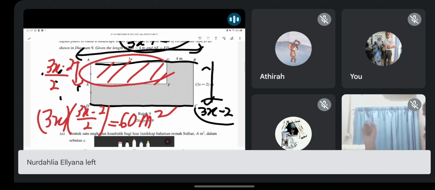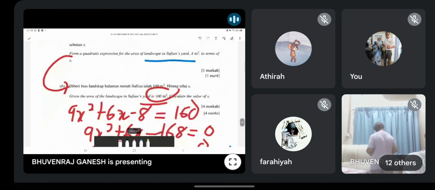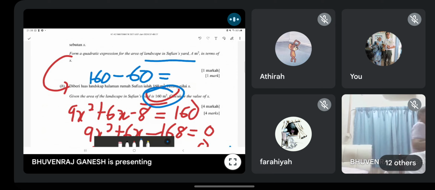Okay, then kamu kira luas seluruh rajah, the area for the whole diagram. Okay, sebenarnya dah diberi kat kamu. It's already given to you. Yang ni, 160. Okay, so 160 minus 60. Jawapan yang kamu ada baki 100.